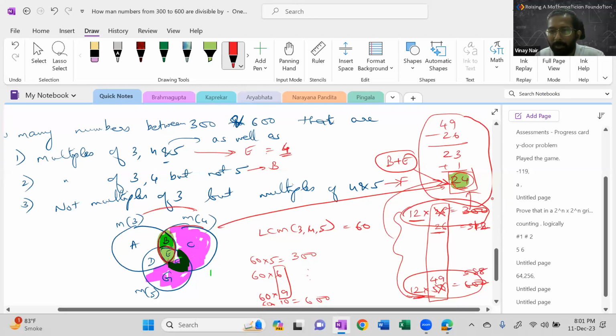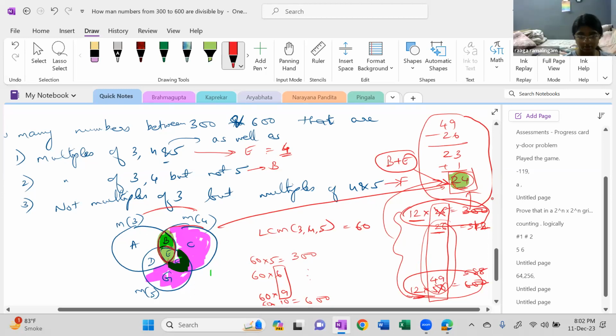Okay, so 12 times 26 to 12 times 49. That means we are talking about 49 minus 26 plus 1, which gives me 24 multiples of 12. My question was, multiples of 12 come under which category? It comes under B plus E, that category, right? Because it's a multiple of 3 as well as a multiple of 4.